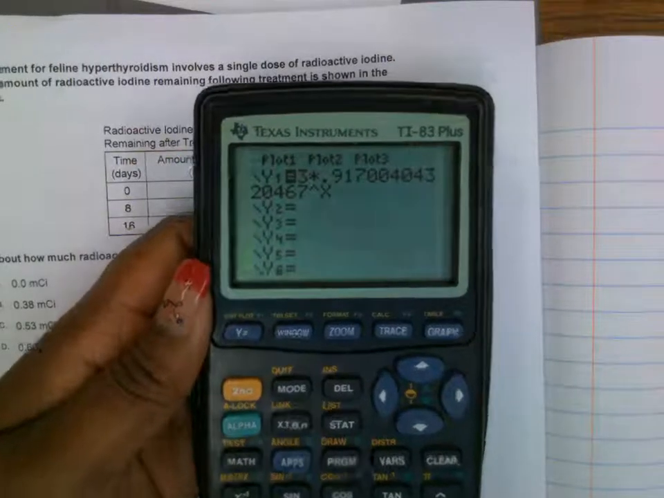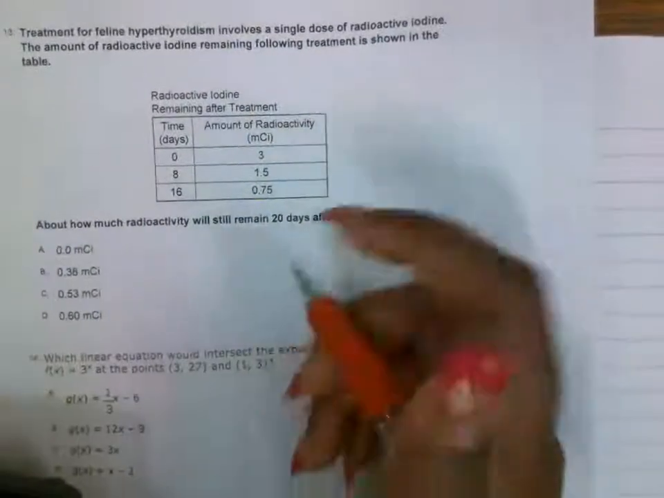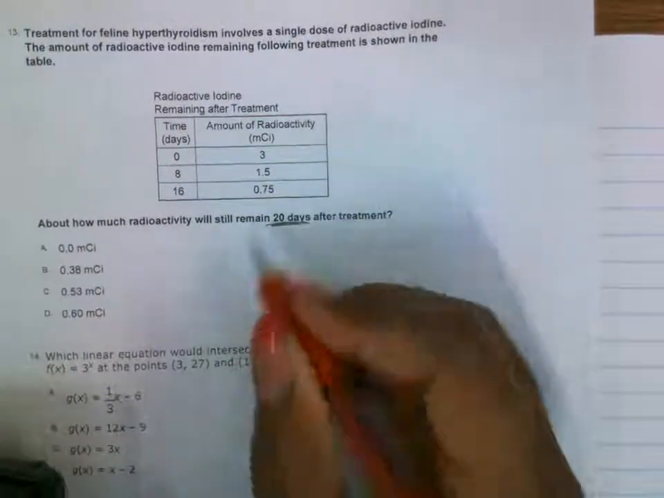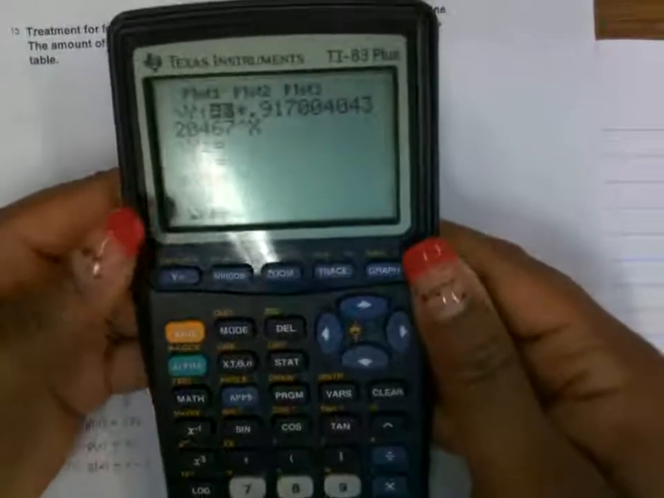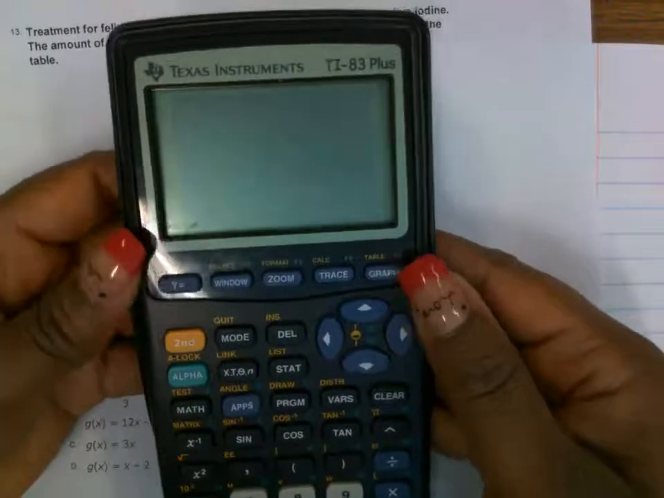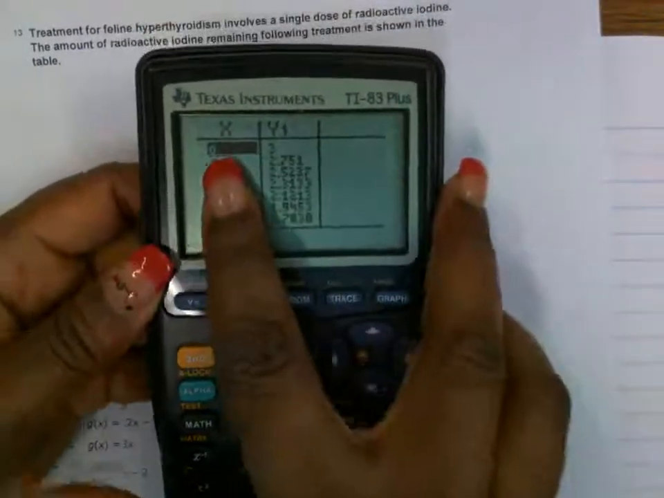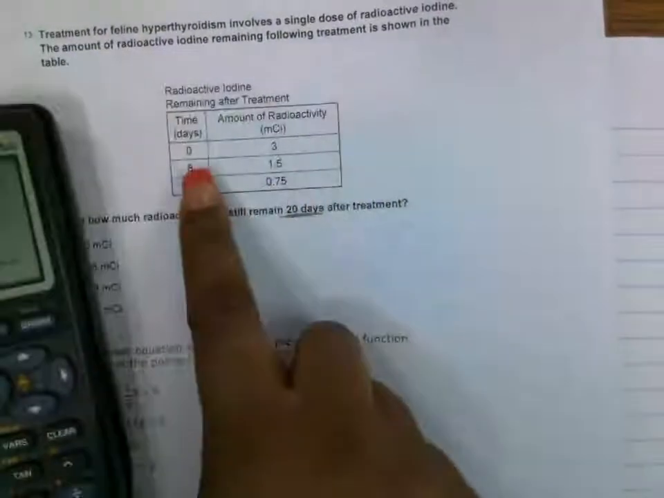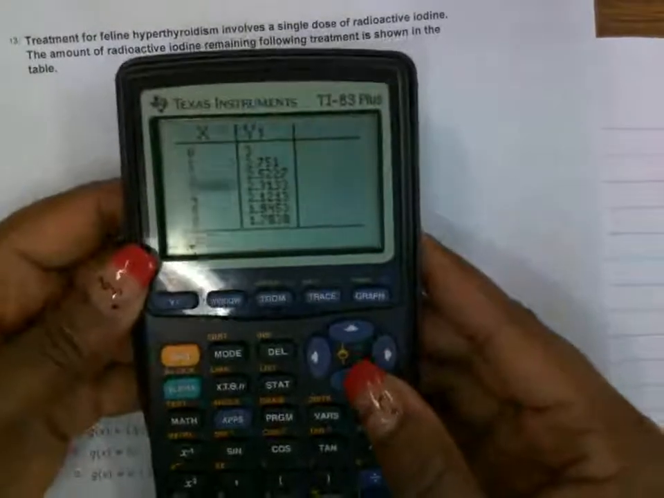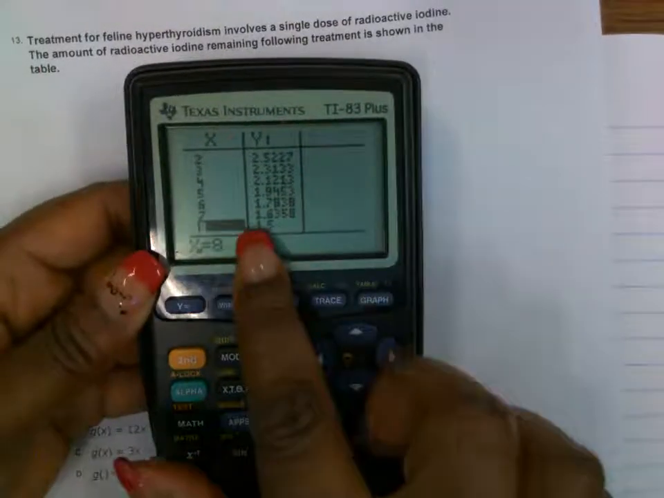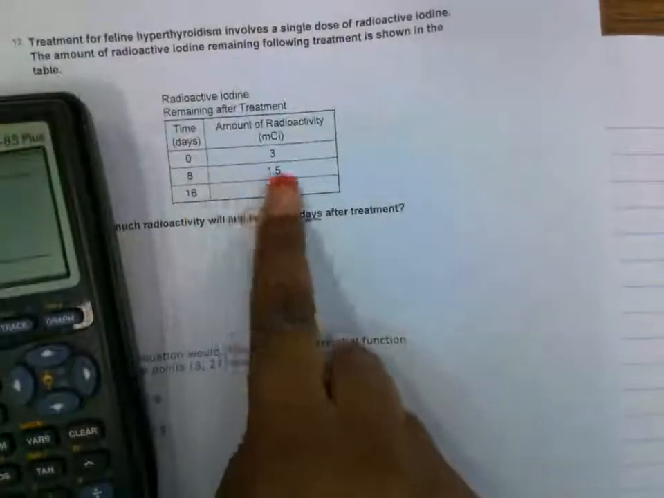All right, so now we want to be able to see what's remaining after 20 days. So now let's go to our function table, second graph, and this is 0 days. You see how in the table it has 0, and that's that. We go down to 8. If I go down to 8, look, I should get 1.5 like the table says.